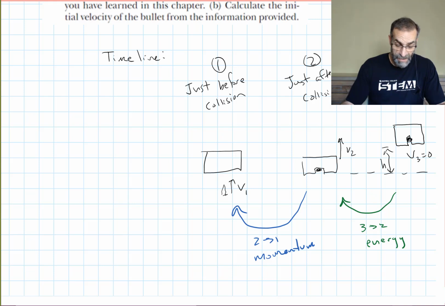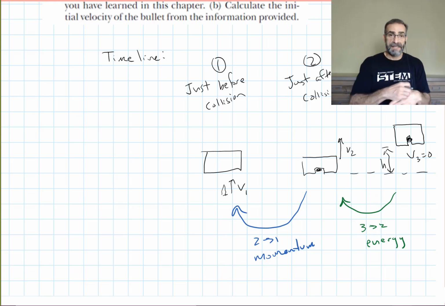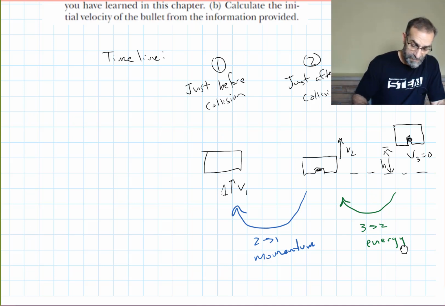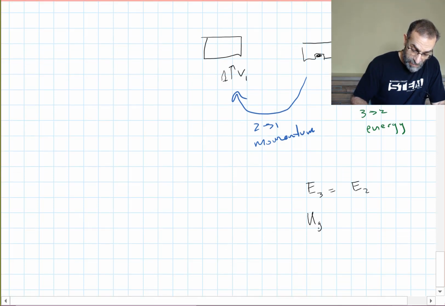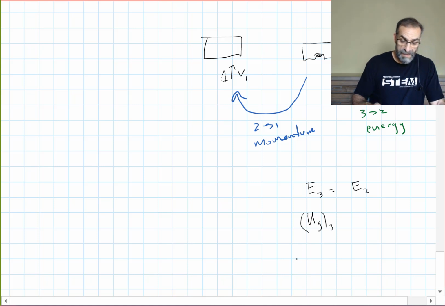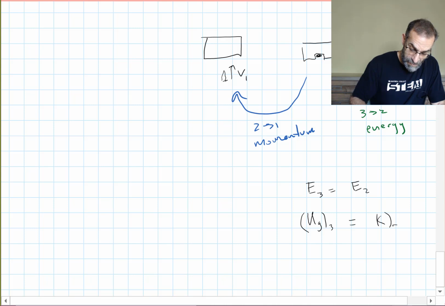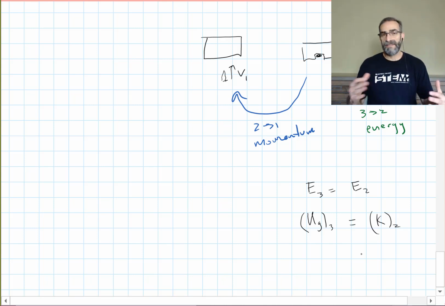Correct, no height change yet. At time 2, just after the collision, it hasn't really had a chance to go up yet. It's that split second after the collision before it started to go up. No height change. So the energy at 3 has to equal the energy at 2. At 3, it's all gravitational potential. And at 2, it's all kinetic. And in between, we don't have any friction. We don't have any external forces acting on it.